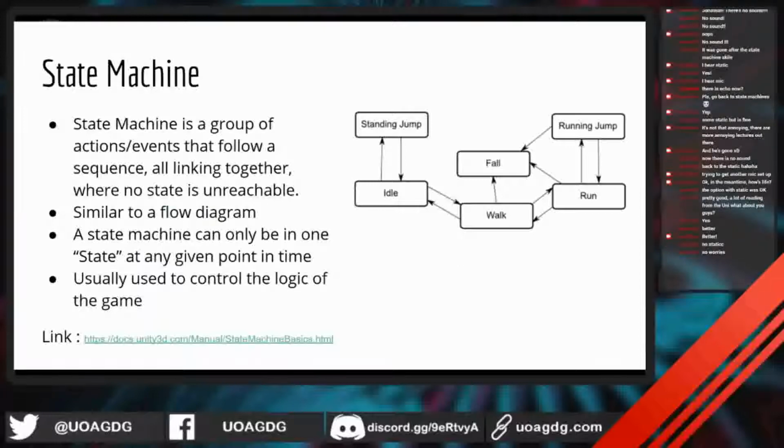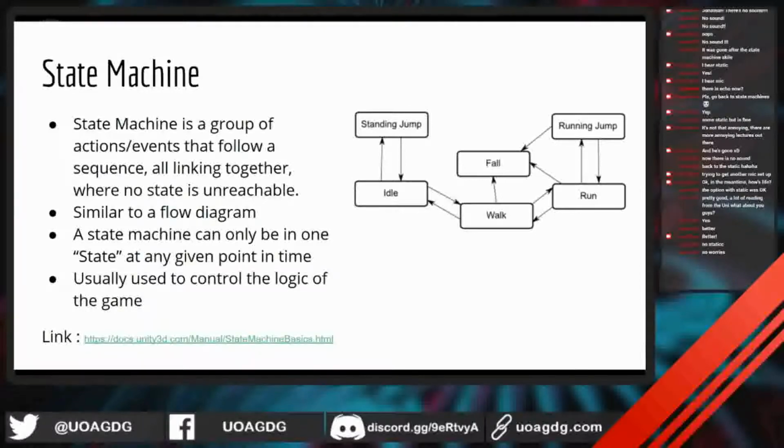So, state machine, a group of events or actions that follow a sequence, all linking together. Pretty much the same as a flow diagram. A state machine can only be in one state at any given time.